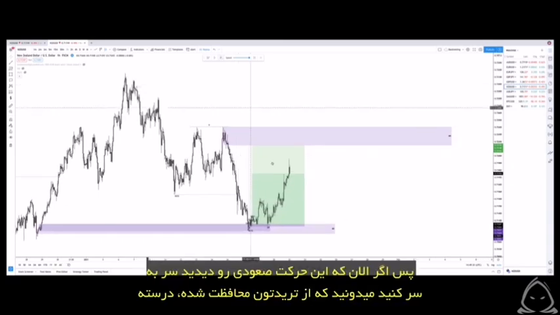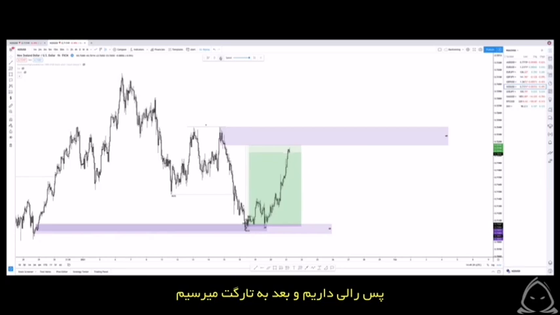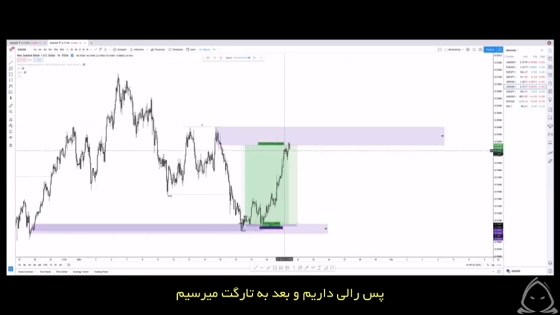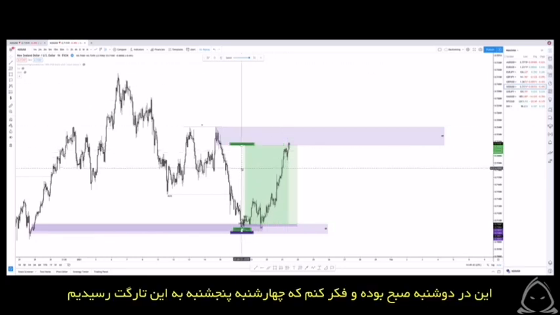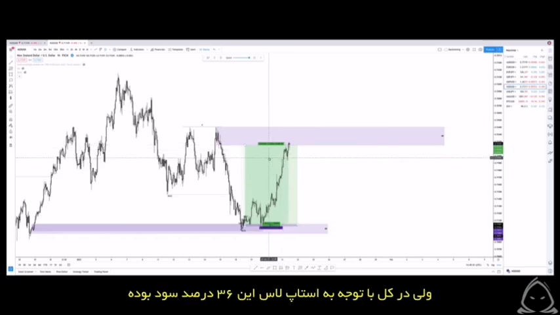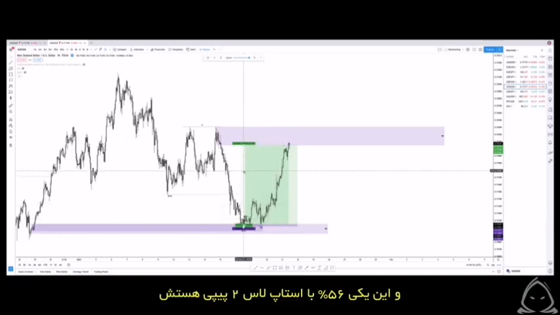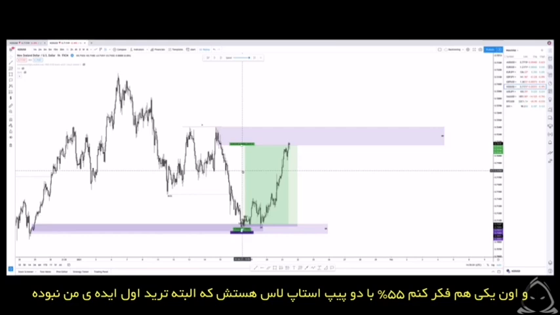And you can imagine how if you were at break even and you took the break even and you saw this, you'd be pretty gutted. So we rally off and, bang, we hit our target. Now this was entered on the Monday morning, and I believe Wednesday, Thursday, you reach this target. But overall, that's a 36% trade, depending on stop loss. And this one is 56 with a 2-pip stop loss. And that one is, I believe, 55 with a 2-pip stop loss.